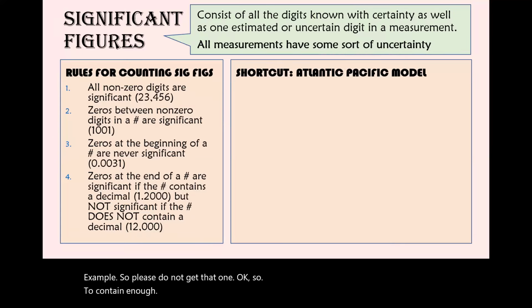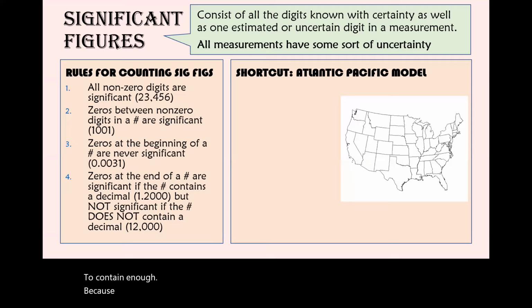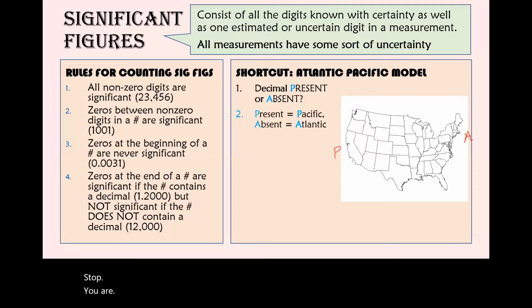It's called the Atlantic Pacific model because we can think of the map of the US and then think of where we have the Atlantic Ocean and where we have the Pacific Ocean. So here we have the Atlantic and here we have the Pacific. Your decision, or this whole method, depends on the presence or absence of the decimal. So you first look at your given number, and see if the decimal is present or absent. If the decimal is present, then you are going to start counting your significant figures from the Pacific side. If it's absent, you're going to count your significant figures from the Atlantic side.